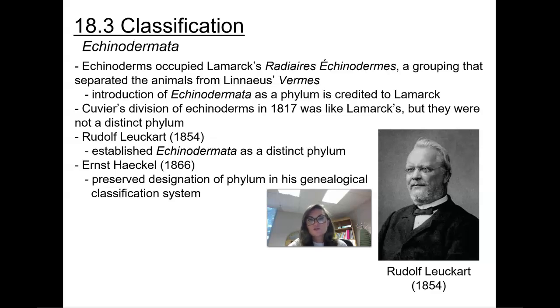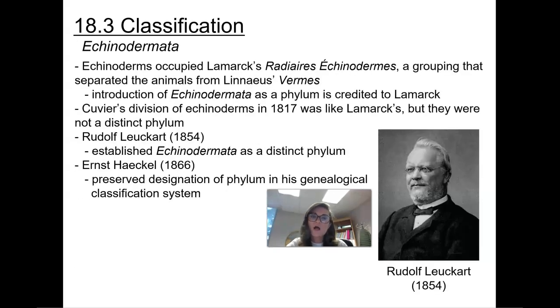Cuvier's division of echinoderms in 1817 is going to be like Lamarck's, but they're going to be a non-distinct phylum. Then in 1854, it's established as Echinodermata, and they're going to use that as a distinct phylum. And then in 1866, the designation of the phylum in Haeckel's genealogical classification system is still going to be used.